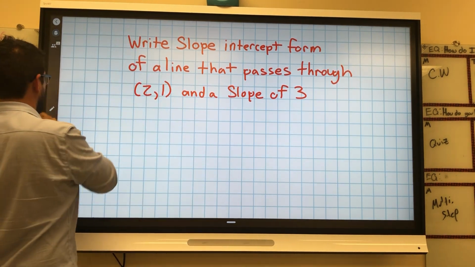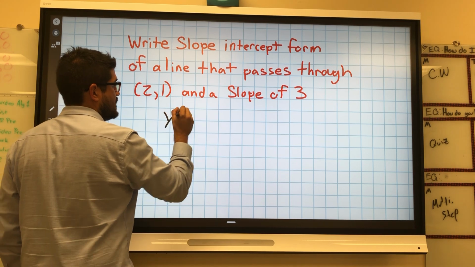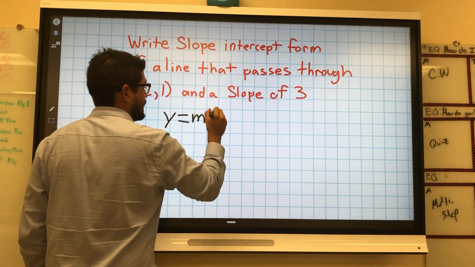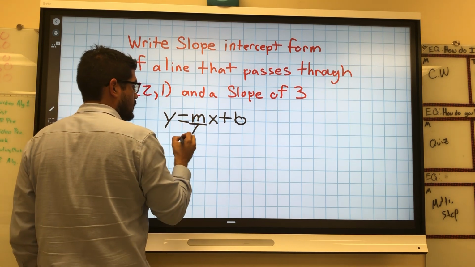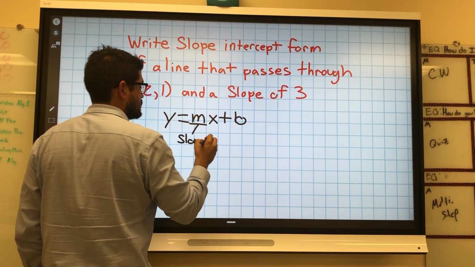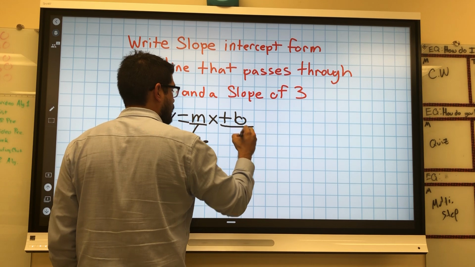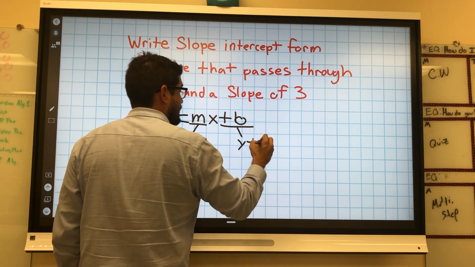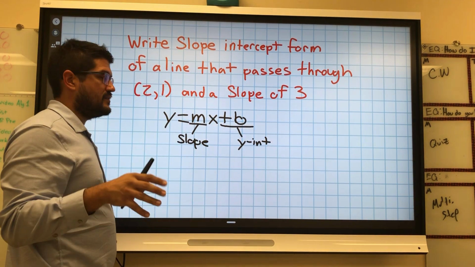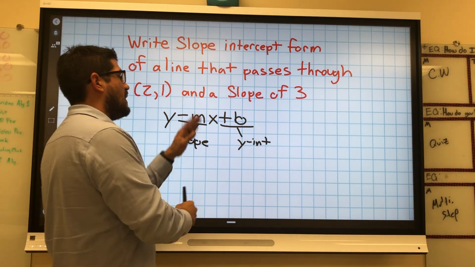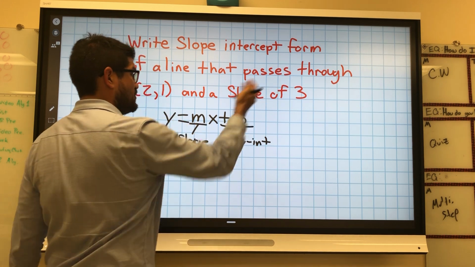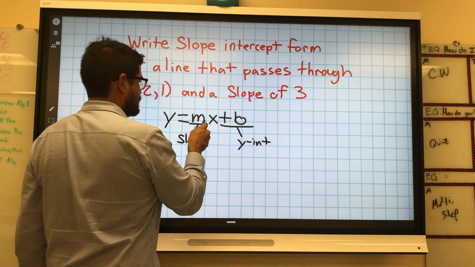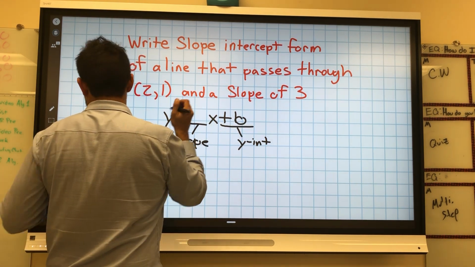So slope-intercept form is this: y = mx + b. Okay, this is the slope, and this right here is the y-intercept. That's all you have to find to write this formula, because y stays y and x stays x. So first we have to find the slope. It was given to us. Perfect. So now I know the slope is 3.